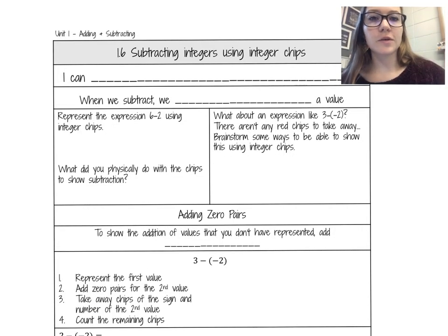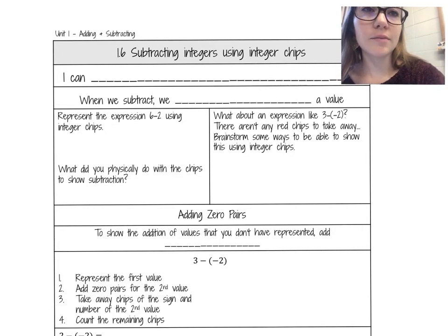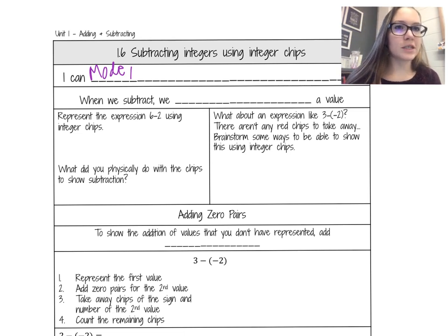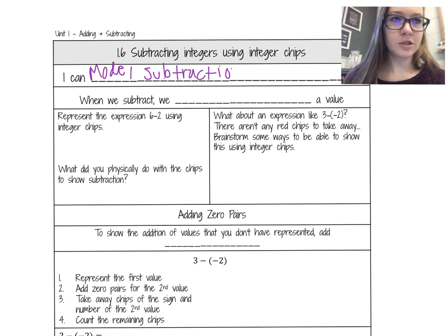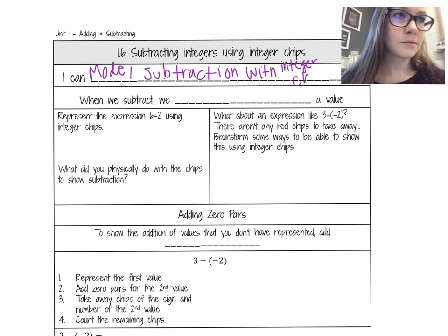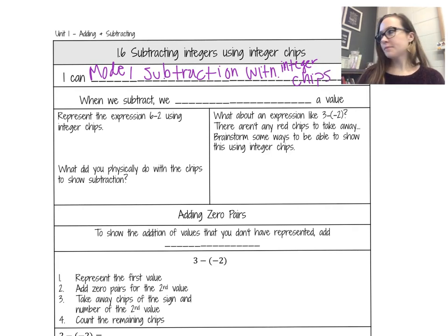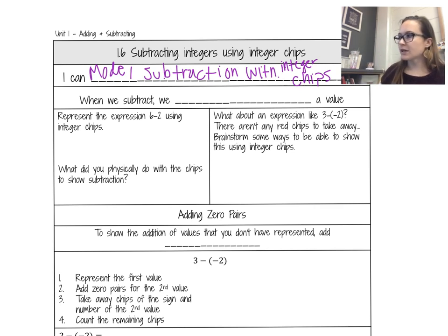Okay, so starting with our I can statement, I can model subtraction with integer chips. Okay, let me get my integer chips. Where did they go? Oh, there we are.